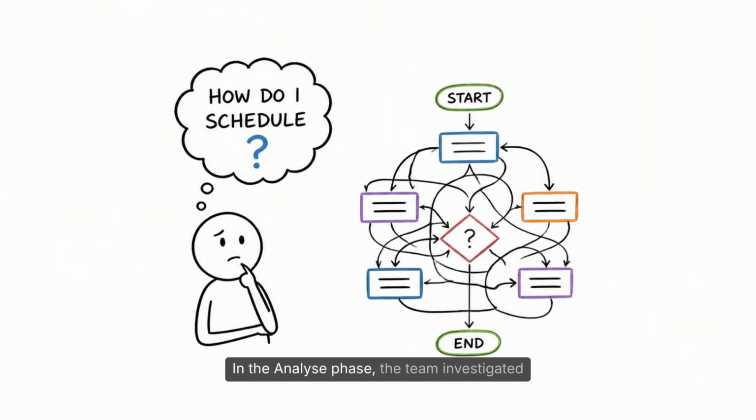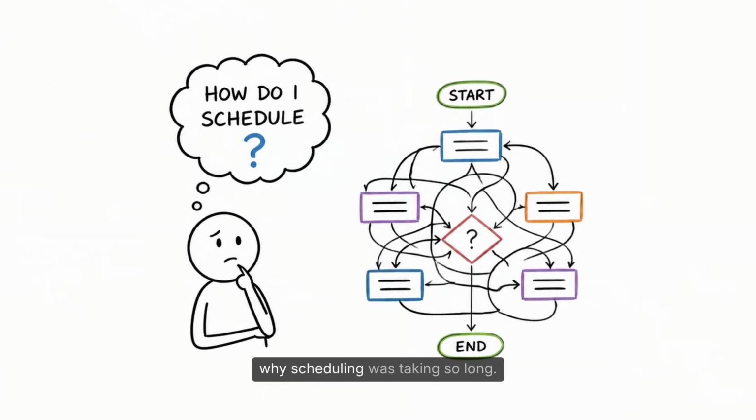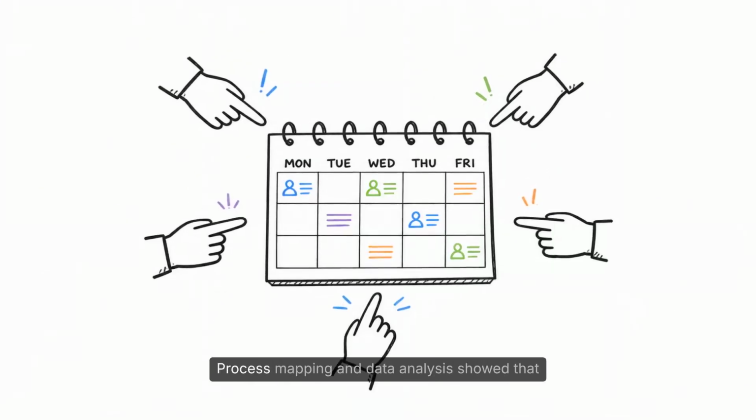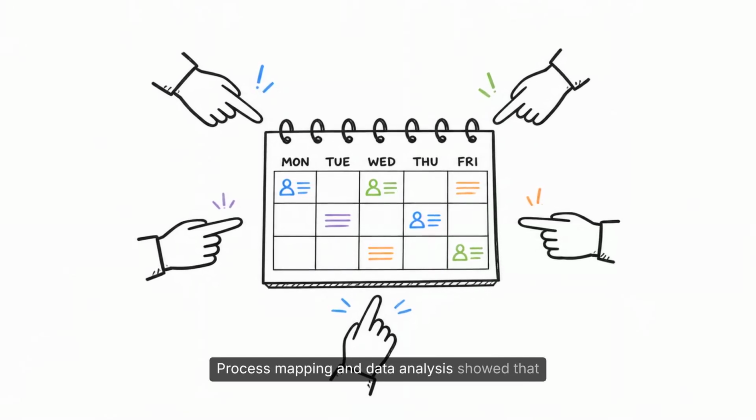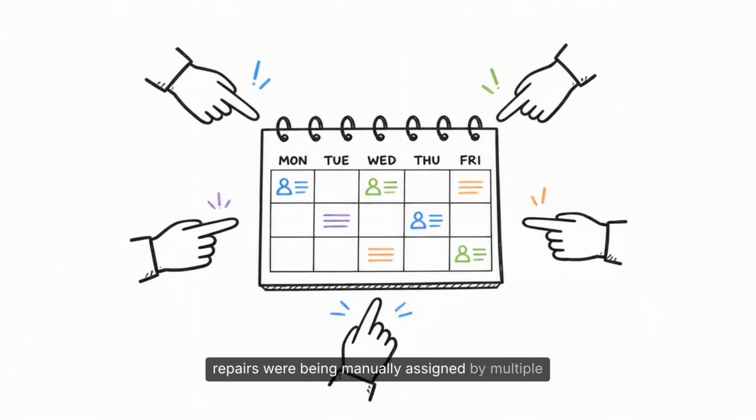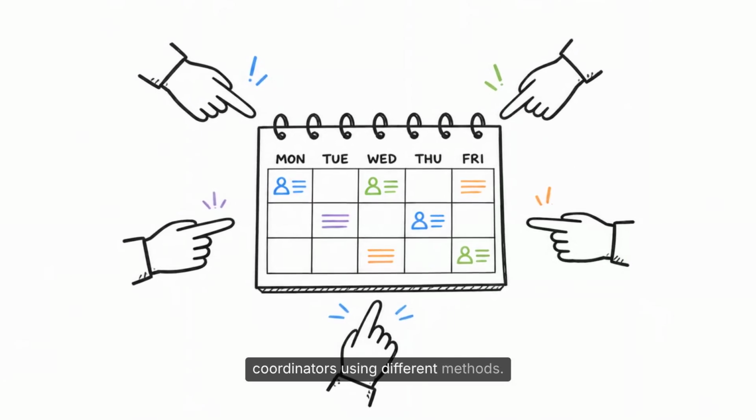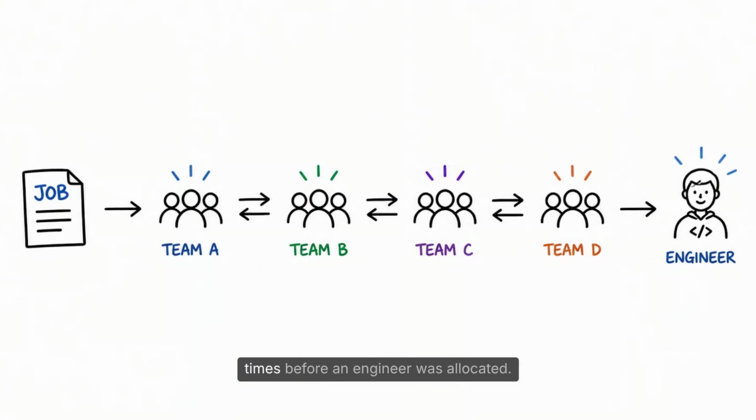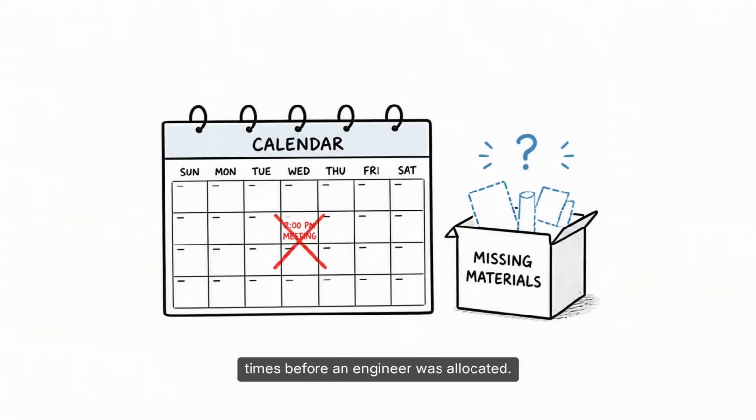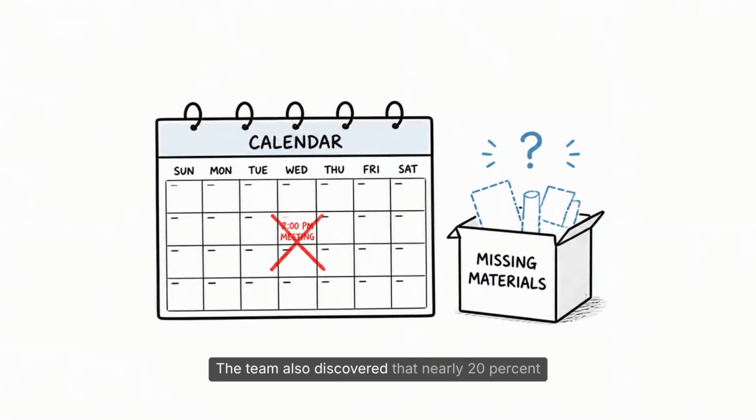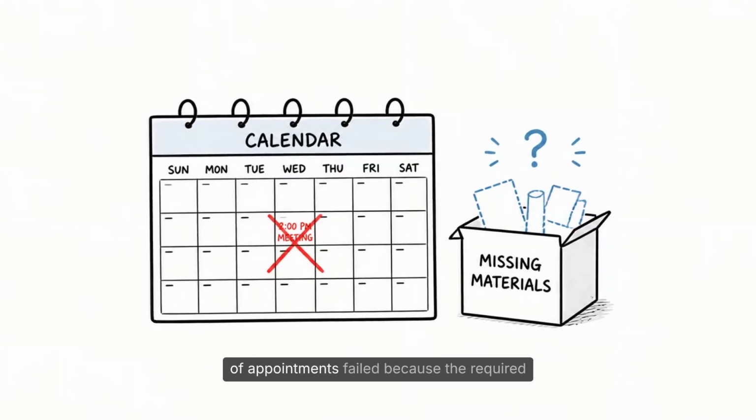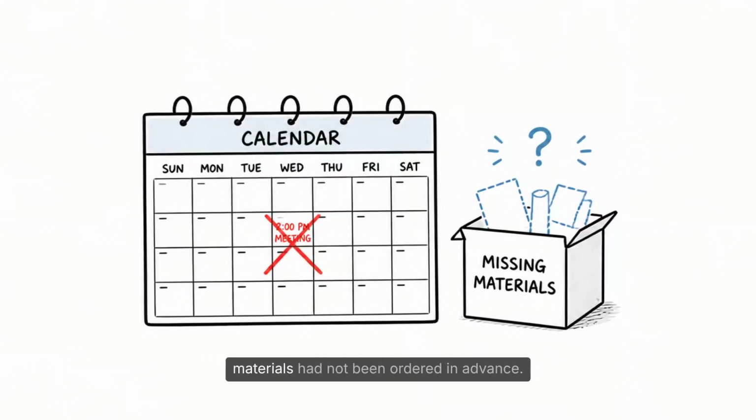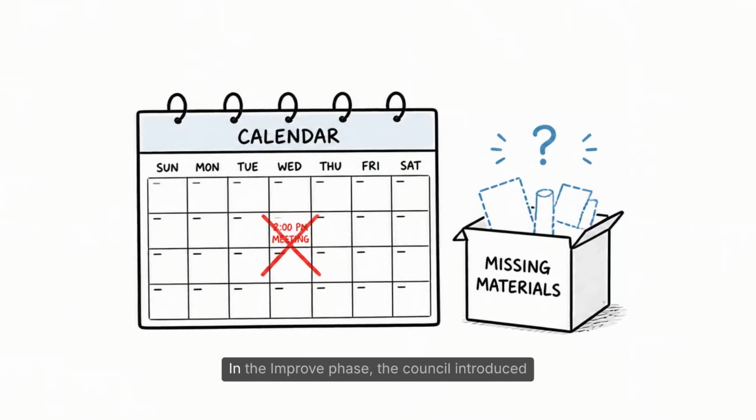In the analysis phase, the team investigated why scheduling was taking so long. Process mapping and data analysis showed that repairs were being manually assigned by multiple coordinators using different methods. Jobs were often moved between teams several times before an engineer was allocated. The team also discovered that nearly 20% of appointments failed because the required materials had not been ordered in advance.